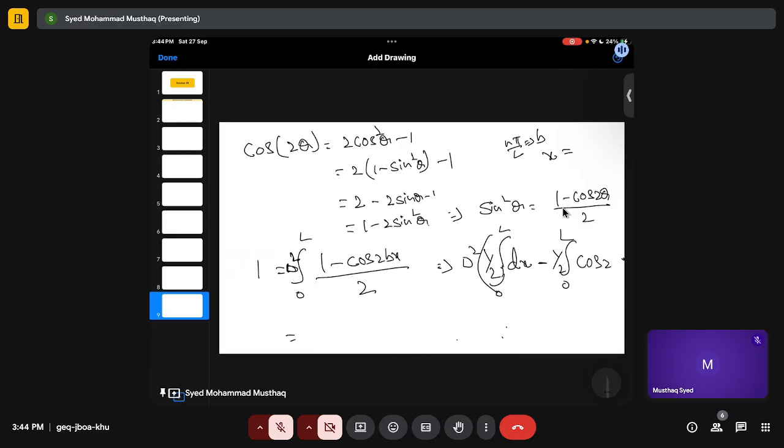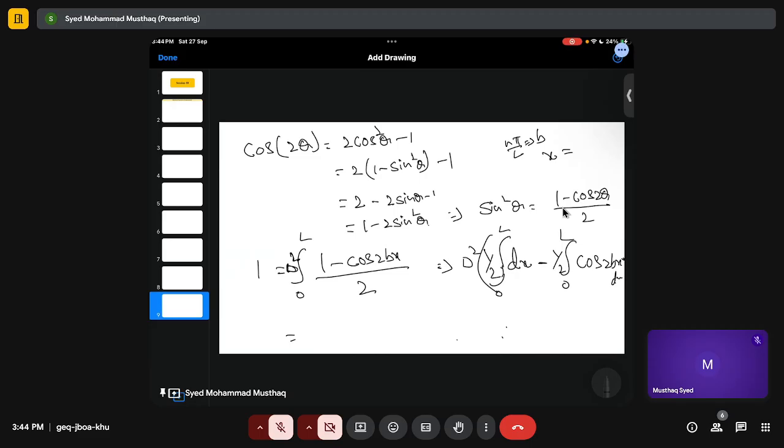cos 2bx dx. And we know the integral of sin x is minus cos x, and if it is the integral of cos x, then it is sin x, right? So I hope I am right. Let me check it. What is the integral of cos x? Yeah, it is sin x.